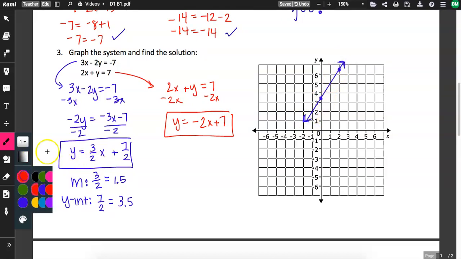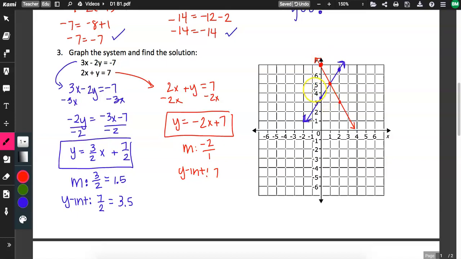And then I'm going to plot my other line. Again, my slope, -2. I'm going to write it as a fraction, -2 over 1. My y-intercept, 7. So I'll start by plotting 7. And then because it's a -2, I'm going to go down 2, +1, so still to the right. So down 2 to the right 1, and 2 like that. Hold the shift key, connect the dots.